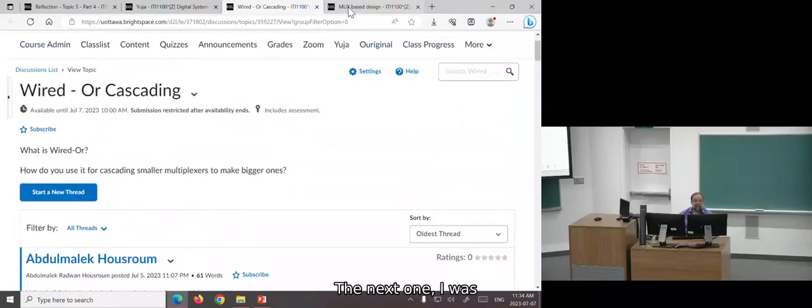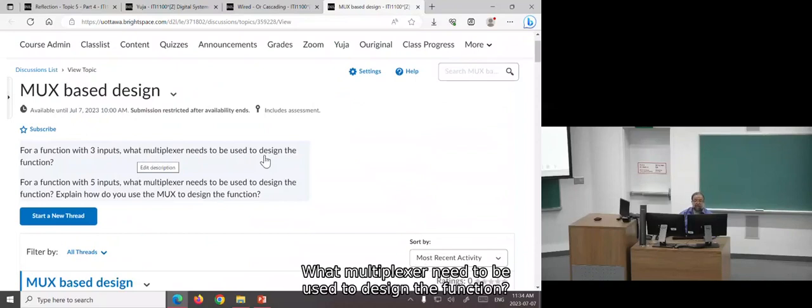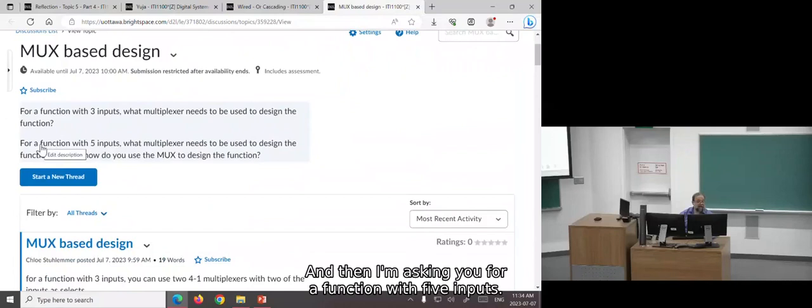The next one was asking for a function with three inputs: what multiplexer needs to be used to design the function? We talked about this in the class. Then I am asking you for a function with five inputs. What multiplexers need to be used?